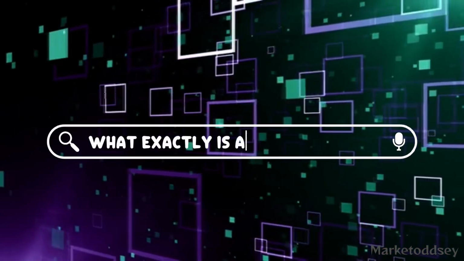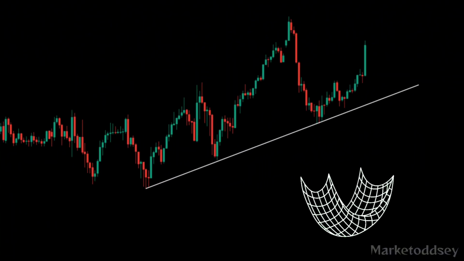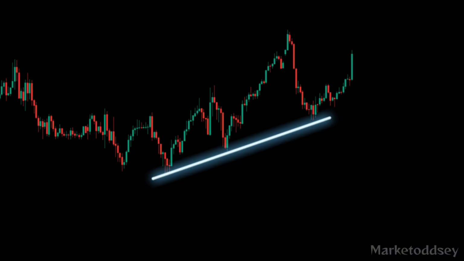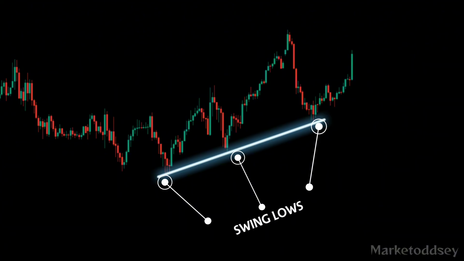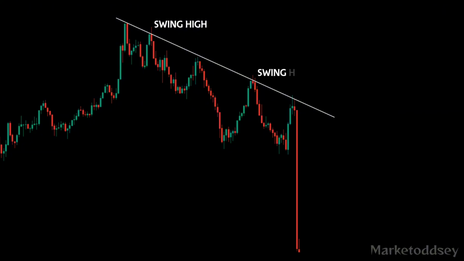What exactly is a trend line? Imagine a diagonal safety net for price action. In an uptrend, you connect the swing lows, the valleys where price dips, to mark your support line. In a downtrend, you link the swing highs, the peaks where price rallies stall, to draw your resistance line.